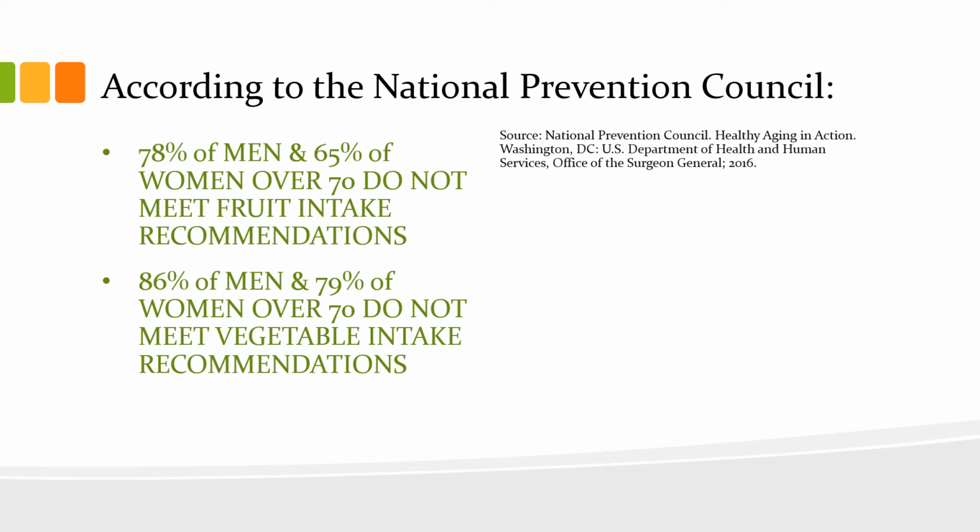According to the National Prevention Council, 78% of men and 65% of women over the age of 70 do not meet the national recommendations for fruit intake. They also don't meet the national vegetable intake recommendations, with numbers of 86% of men and 79% of women over the age of 70.